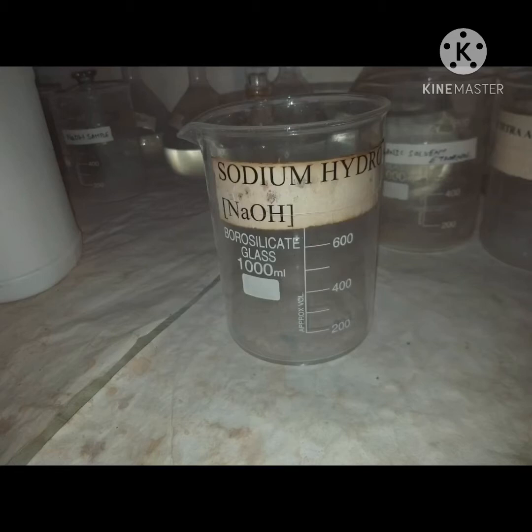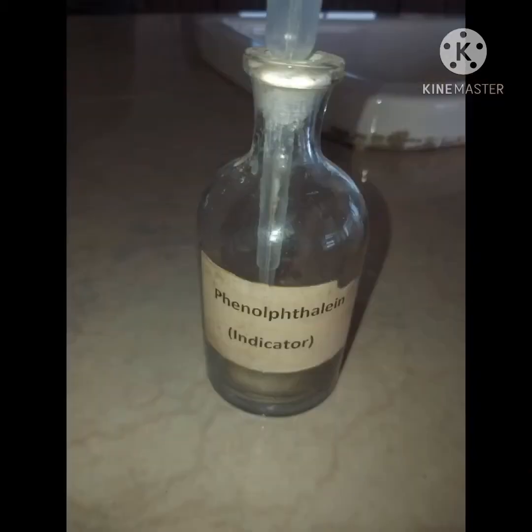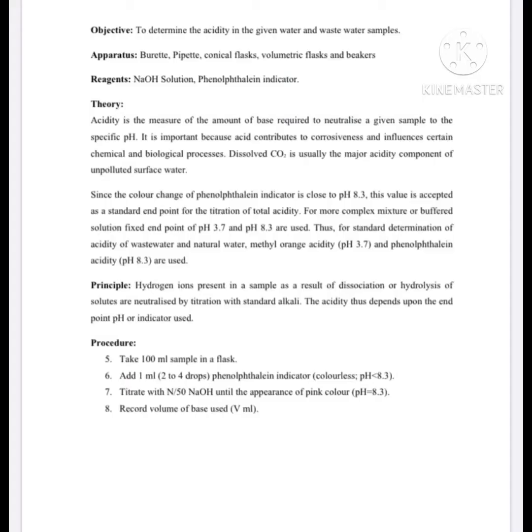And the indicator used in this experiment is phenolphthalein. So the color change of phenolphthalein will be from colorless to slightly pink. You can see the phenolphthalein indicator, it is colorless in nature, and when we'll add it to the sample it will remain colorless, and after the titration, when the titration will get completed, the color change will be from colorless to slightly pink. Phenolphthalein is generally used when we have to determine the acidity of a water sample.